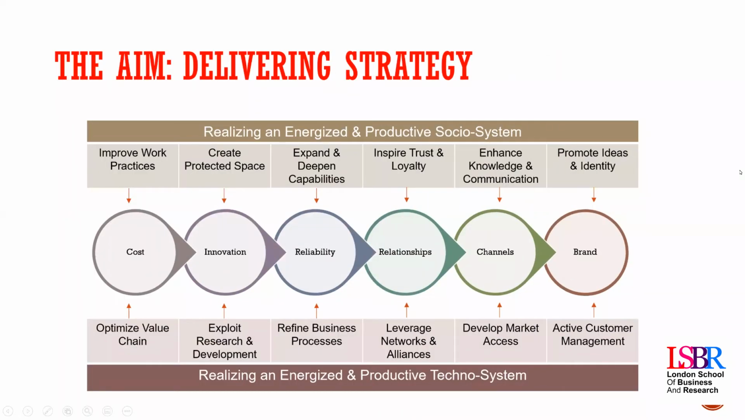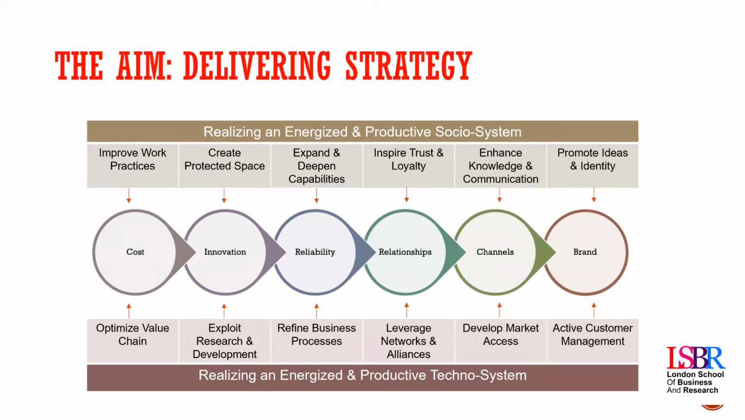So what is the aim of a business enterprise? Now, again, we've always said that profit generation is correct, but also not correct, because not all businesses exist to make a profit. So what do they all exist to do? Well, every single one of these businesses exists to deliver on their strategies. Now, that strategy could be to maximize profit.